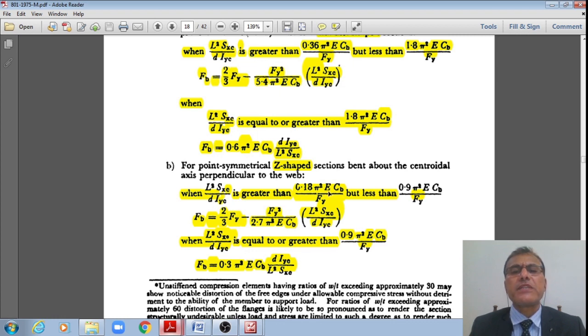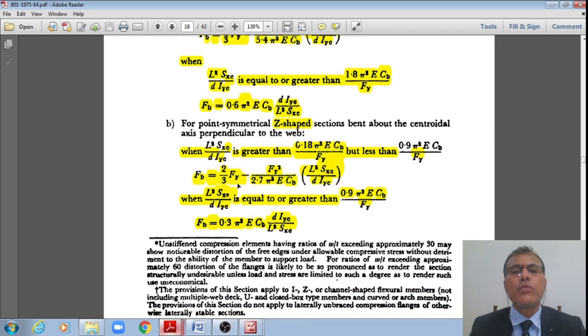Now, the second one, for point symmetrical Z-shaped sections, when L square Sx divided by DIYC is greater than 0.8 pi square E Cb divided by Fy but less than 0.9 pi square E Cb divided by Fy, then FB is equal to 2 by 3 Fy minus Fy square divided by 2.7 pi square E Cb multiplied by L square Sx divided by DIYC.